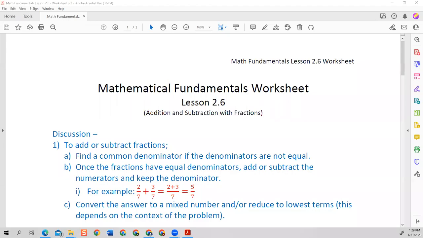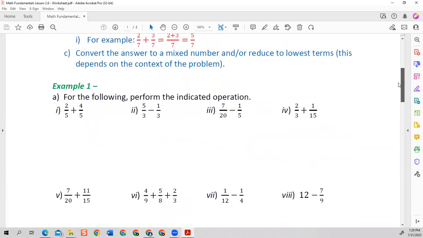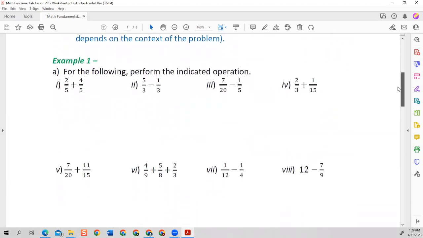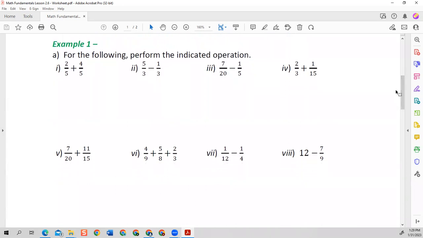Addition and subtraction of fractions. Whenever we add or subtract a fraction, we always have to have our denominators be the same. They have to be like. If you notice in this one here, the denominators are the same, so that's going to work out great. I can go ahead and add the numerators.